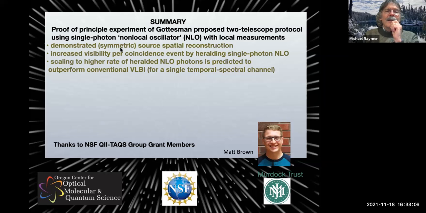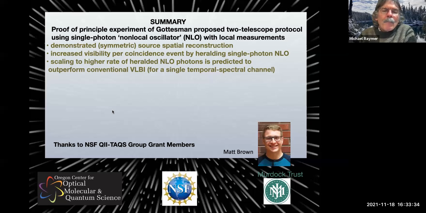We demonstrated source reconstruction for a simple source. We increased our visibility by heralding. So when you don't herald, as I showed, you get less visibility per coincidence event. Now, not heralding is a way to simulate a classical local oscillator because there's no entanglement in that case. And I can answer more detailed questions about that if you don't believe that later.